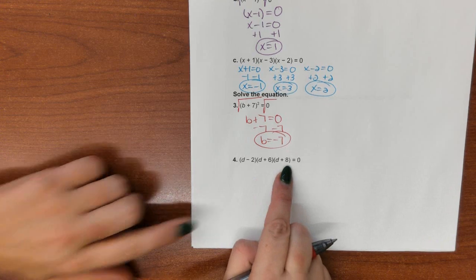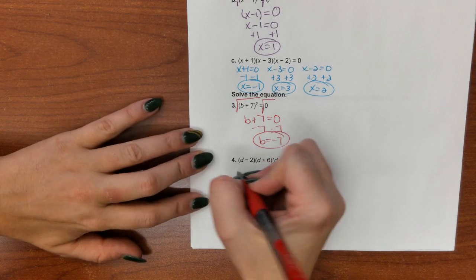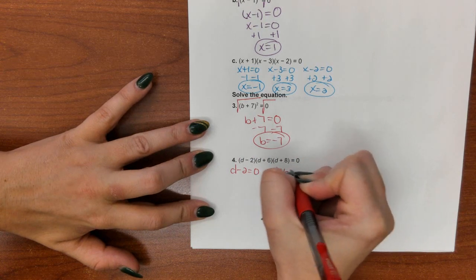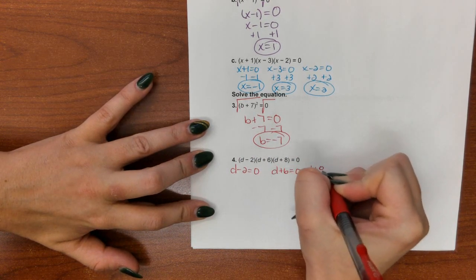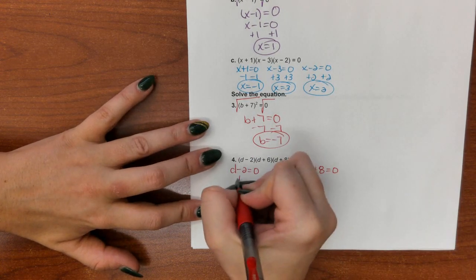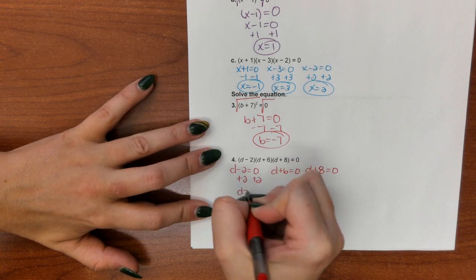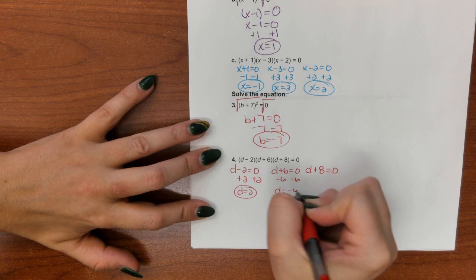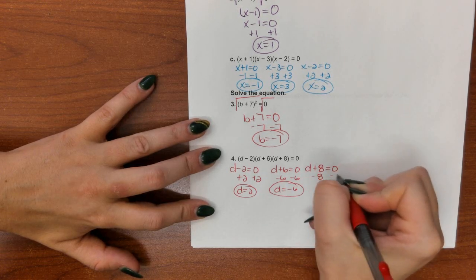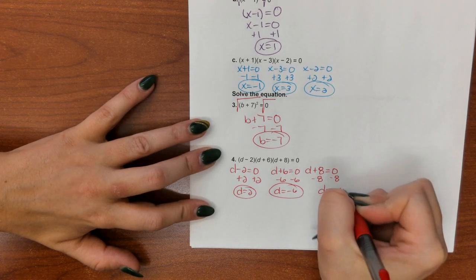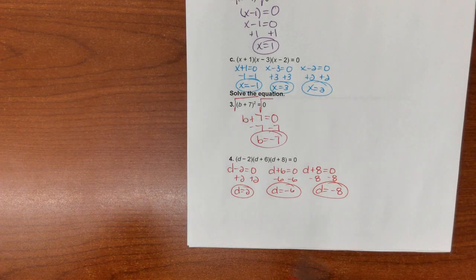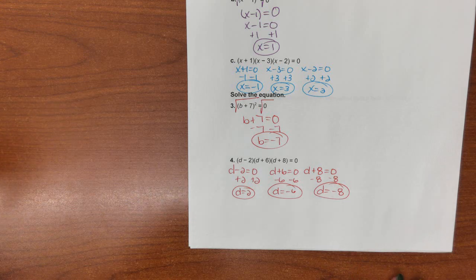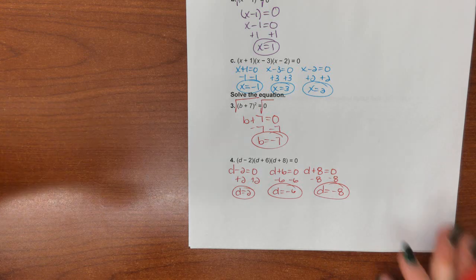Here I have 3 separate factors, so I'm just going to set each one equal to 0 and solve. And my 3 solutions will be d is 2, negative 6, and negative 8. So I hope you got that.